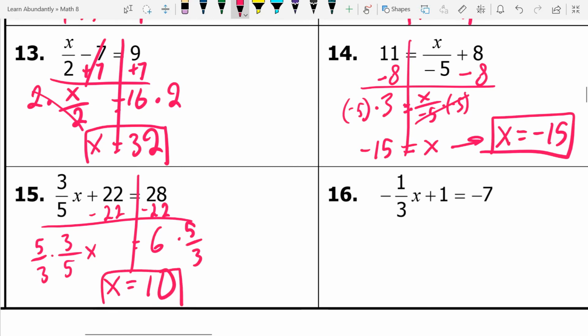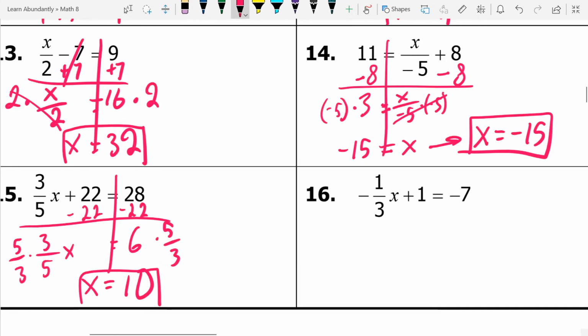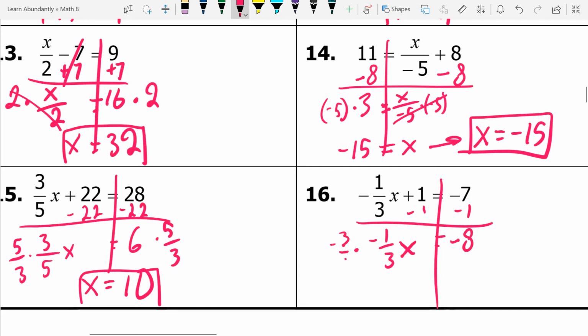Number 16, I'm going to subtract 1 first on both sides of my equals. And if I do that, I get negative 8 because it makes the negative 7 even more negative. On the left-hand side, I get negative 1/3 x. Now, I have a fraction in front of my variable. So I'm going to multiply by the reciprocal, but my reciprocal is also negative. It doesn't make it positive. My reciprocal is just upside down. And then I need to do the same to both sides, so I'm also going to multiply by negative 3 over 1 on the right side.